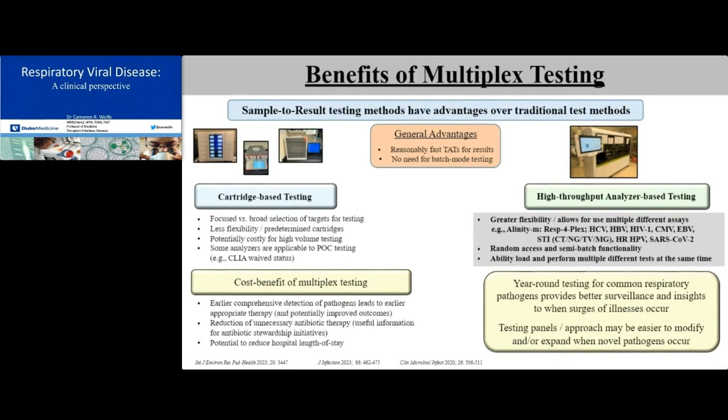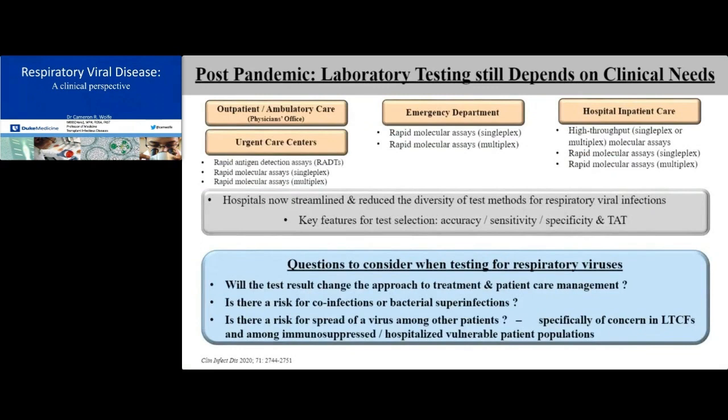That said, during the upcoming post-pandemic years, laboratory testing for respiratory viral pathogens will continue to depend on the clinical needs in specific healthcare settings. Since hospitals have now streamlined and simplified the approach to lab testing for COVID and other respiratory viral pathogens, the use of a multiplex assay focusing on the three most common viral pathogens, namely SARS-CoV-2, influenza, and RSV, depends, in my opinion, on three key questions.